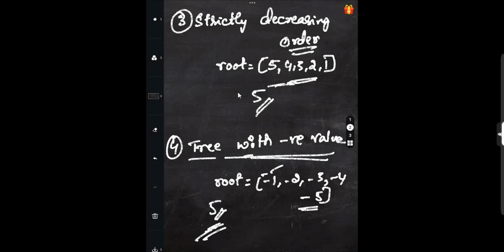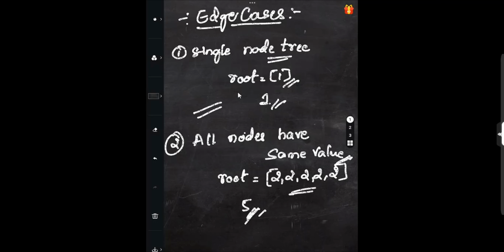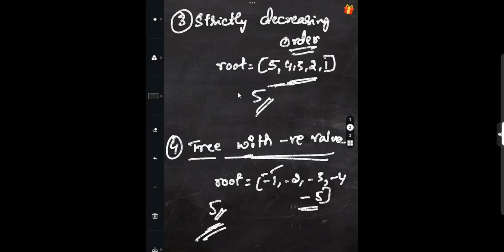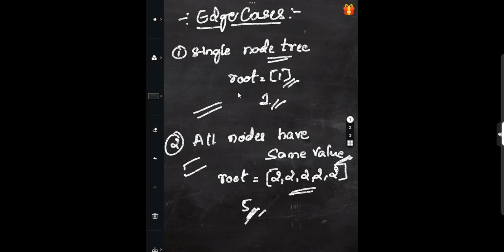So I hope all the edge cases are clear. First one we saw for the single node tree. Second one we saw for all nodes have same value. Third one we saw for strictly decreasing order. Fourth one we saw for tree with negative value. So I hope all the edge cases are clear. Next, let's start writing the code.